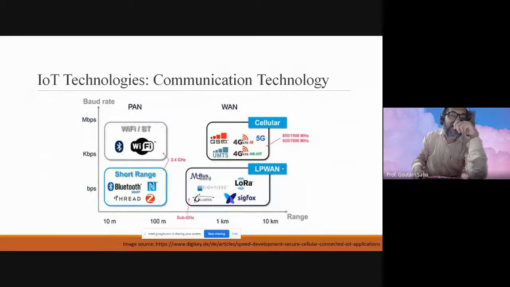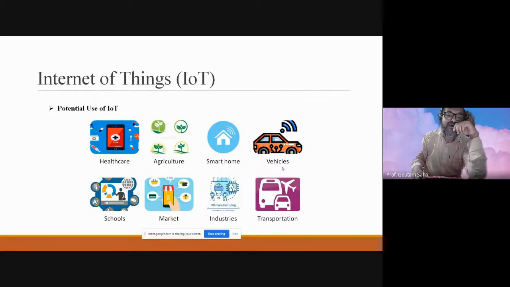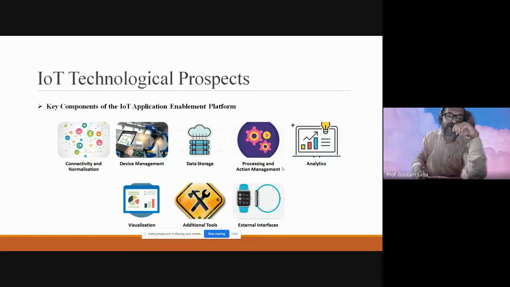Acha, now what is the baud rate? This is the baud rate as we have given. With respect to distance, the baud rate varies. So 1 kilometer to 10 kilometers is the LoRa. Cellular is also like that. So this is the communication technology which is involved in it. It's a common domain between electronics engineers, electrical engineers, and IT or computer science engineers. Potential users, I have already told you: healthcare, agriculture, smart house, vehicle, schools, market, industries, and transportation. Everything I have covered.